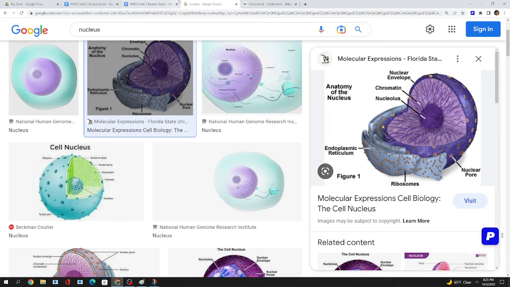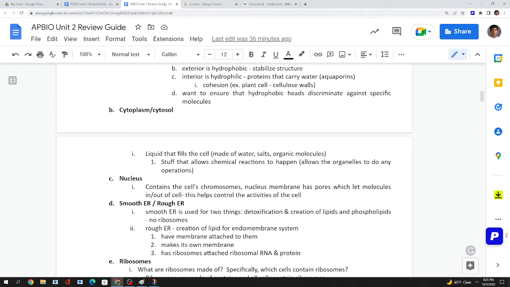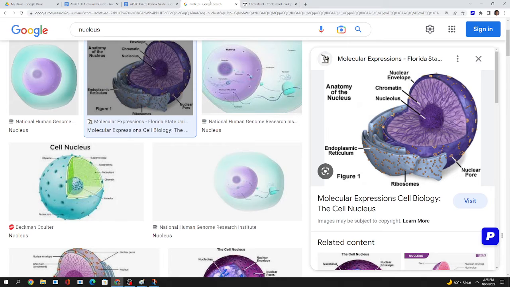But yeah, nuclear pore, nucleus, super, super selective. We want to make sure our DNA is not damaged, right? Because a lot of stuff can go wrong if our DNA is damaged. Think of cancer. Smooth ER, rough ER. Okay, so the smooth ER and rough ER are basically attached to the nucleus.